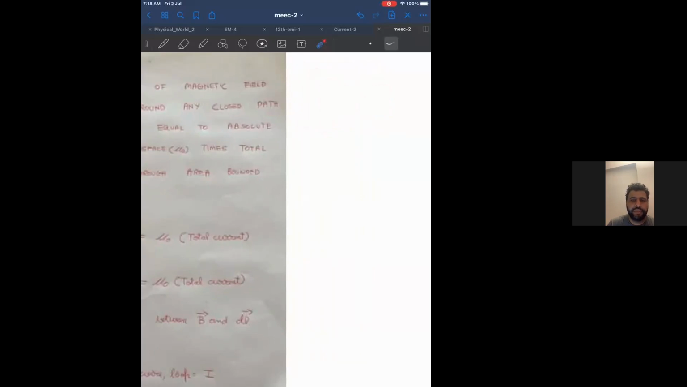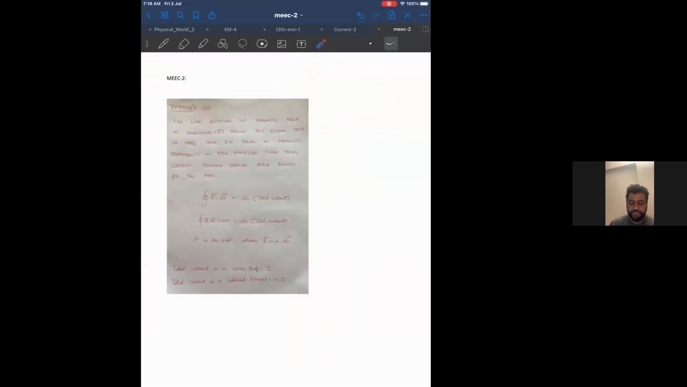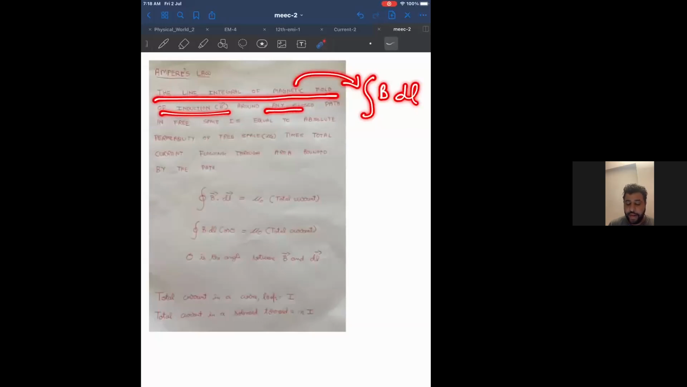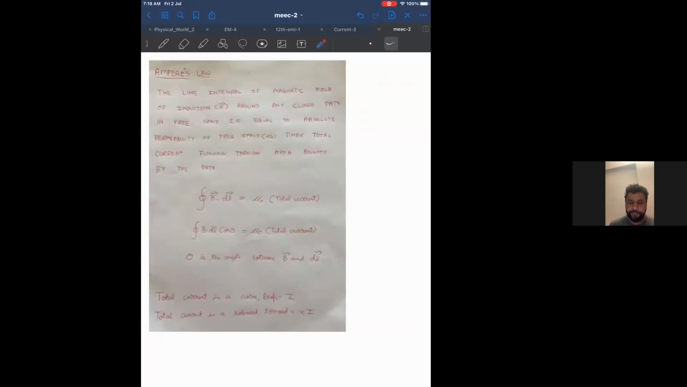Did you understand it now? What I have written? So continue. The line integral of magnetic field. From this line, what do I get? Line integral of magnetic field of induction around any closed path. So I have to do closed integration.